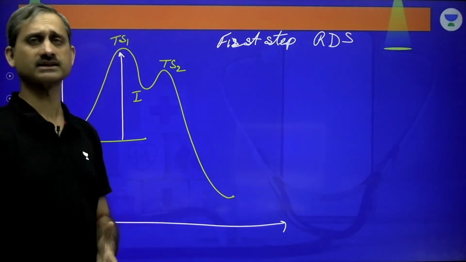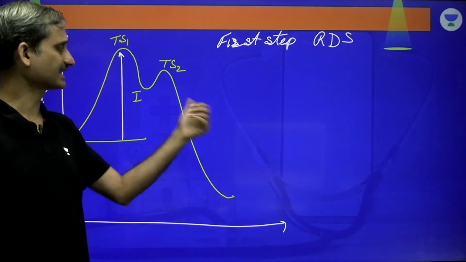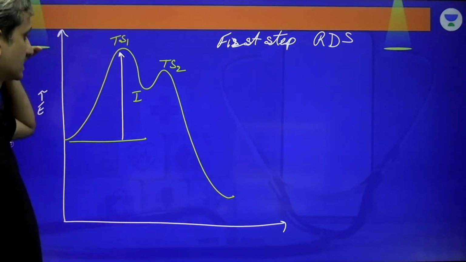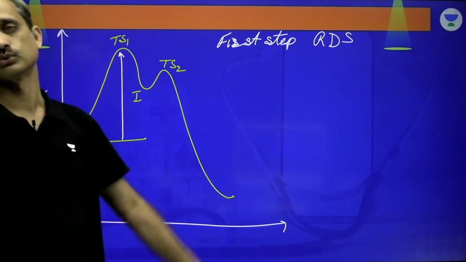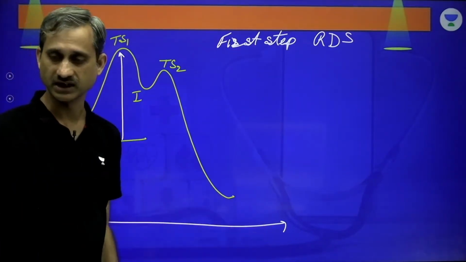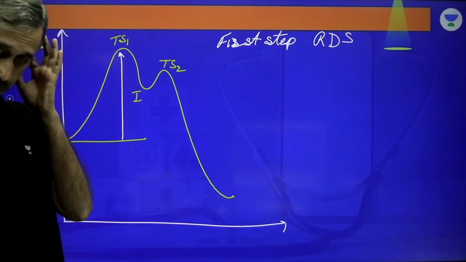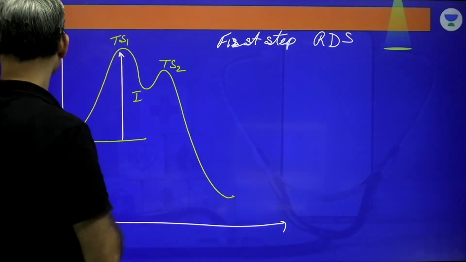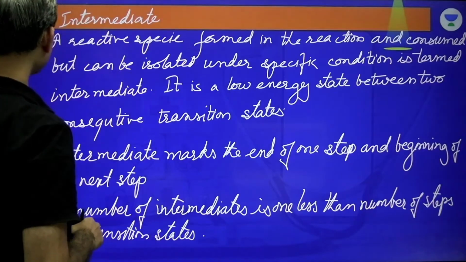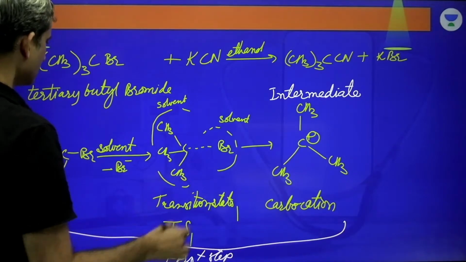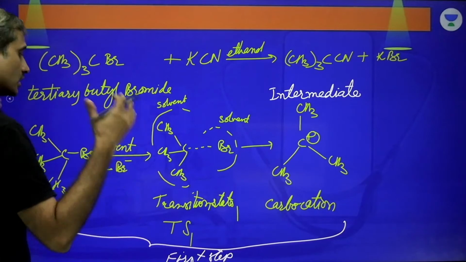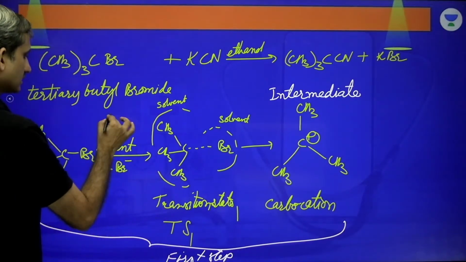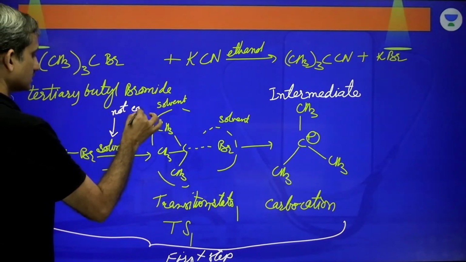This is the most difficult step. If the first step takes place, the second step is bound to take place. That is not going to be a problem unless and until we stabilize the intermediate and don't allow it to react. That is a different case altogether. Fine. So the first step is RDS, rate determining step. Now when we talk about this first step, it has one species only. Solvent is not considered.